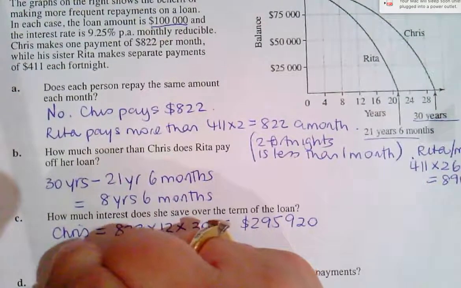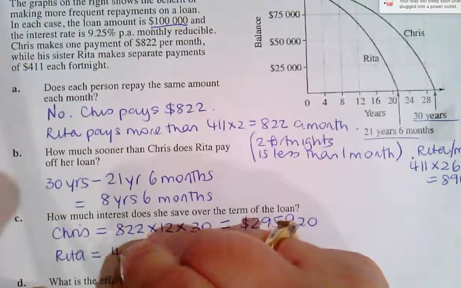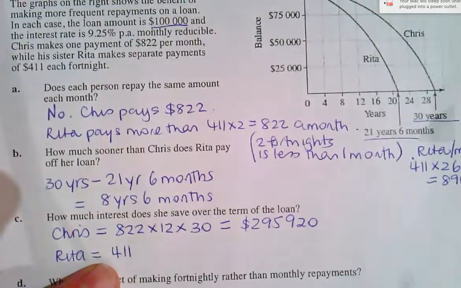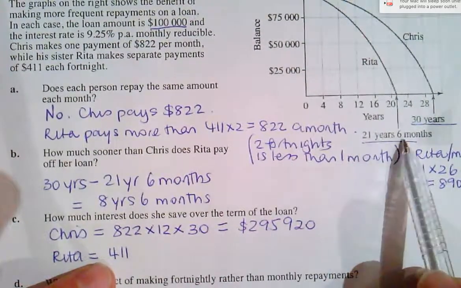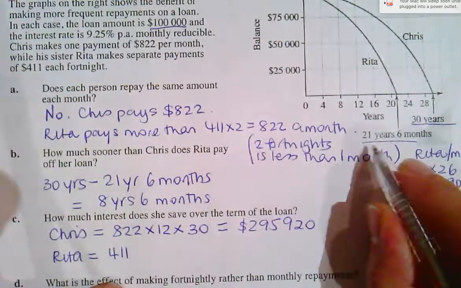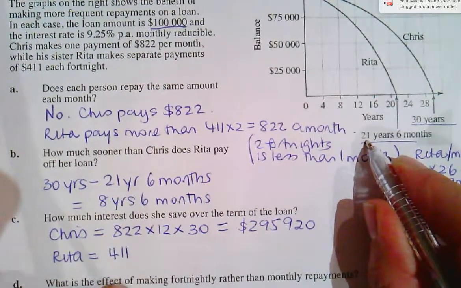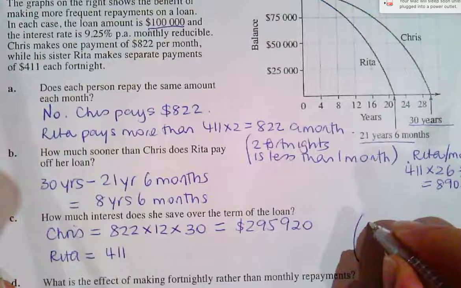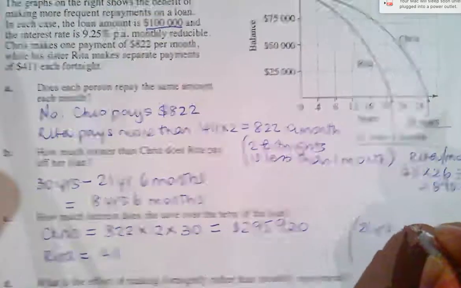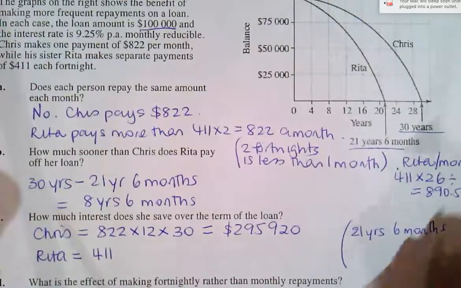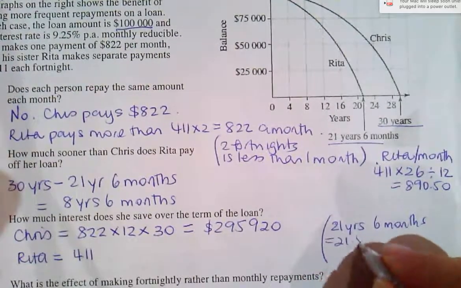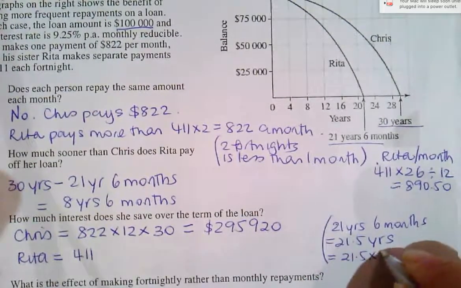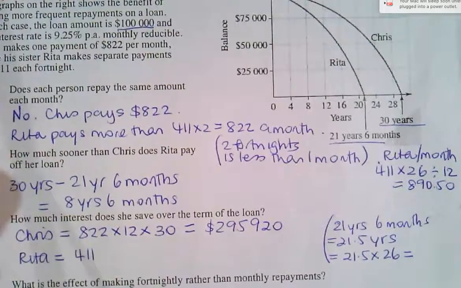Now, what does Rita pay back? She pays back $411 a fortnight. So we have to see how many fortnights are in 21 years, 6 months. So 21 years, each year has 26 fortnights. So the number of fortnights, I'm just going to work that out here. 21 years, 6 months is 21.5 years. And if we want to see how many fortnights in that, we'll just times that by 26, because there's 26 fortnights a year.